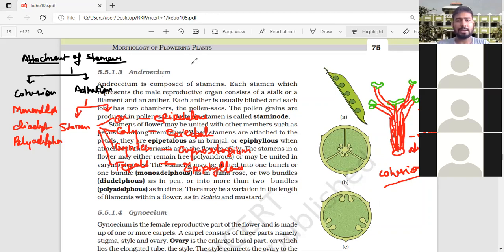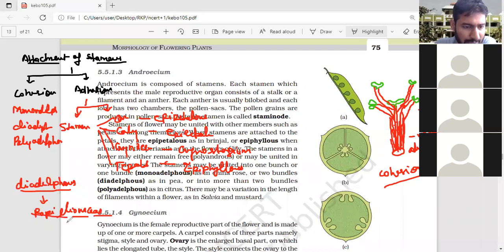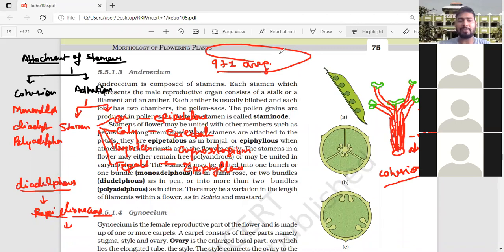Clear? Okay. And one interesting story about diadelphous. This is a PYQ. Diadelphous is found in the Papilionaceae. Where is the 9 plus 1? If we check the stamens, the stamens get attached in a 9 plus 1 arrangement. So that's why they form the diadelphous condition.